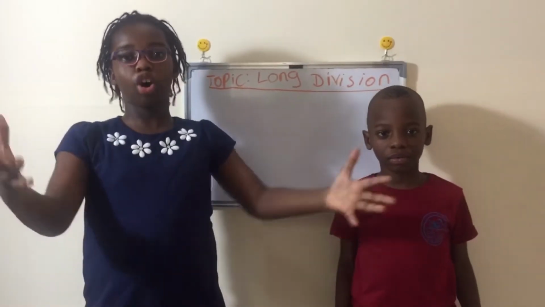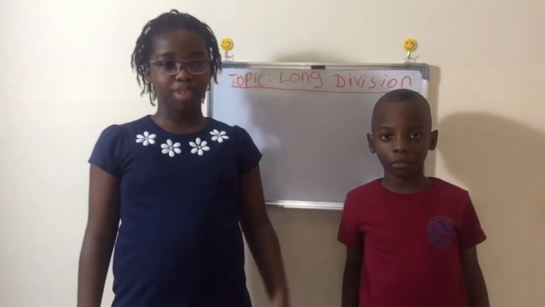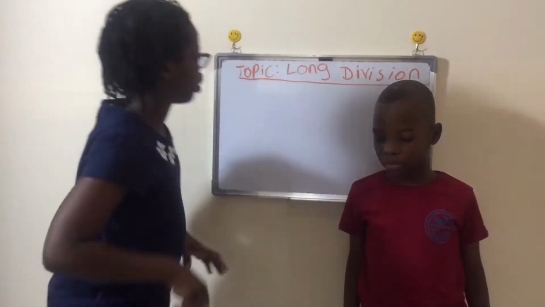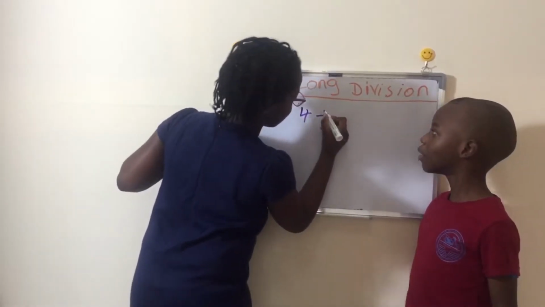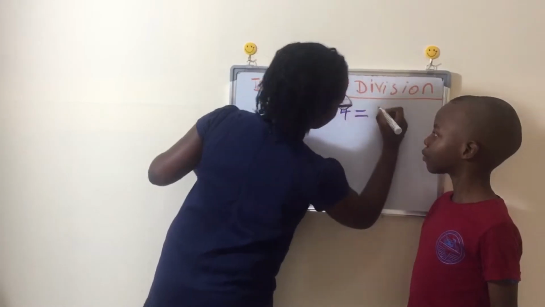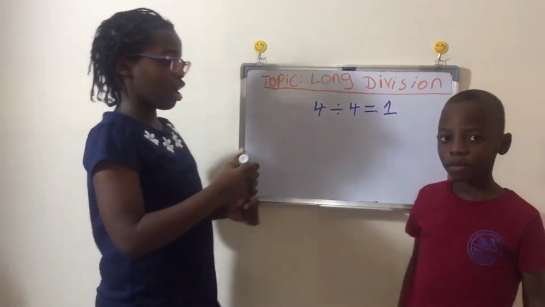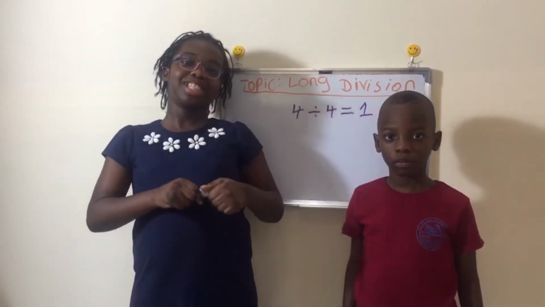So we all know our basic division, but for you guys that don't know, basic division is as simple as 4 divided by 4. Y'all know that is 1. But if you're in preschool like my baby sister Bella, you might not know it.